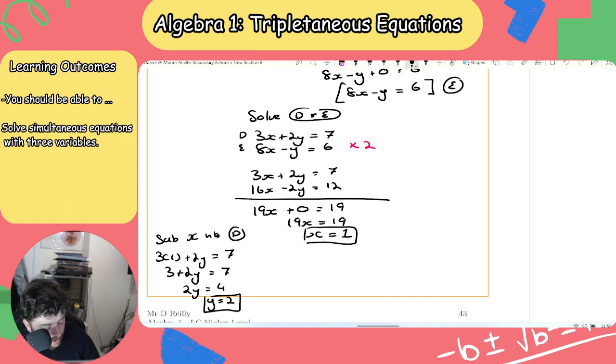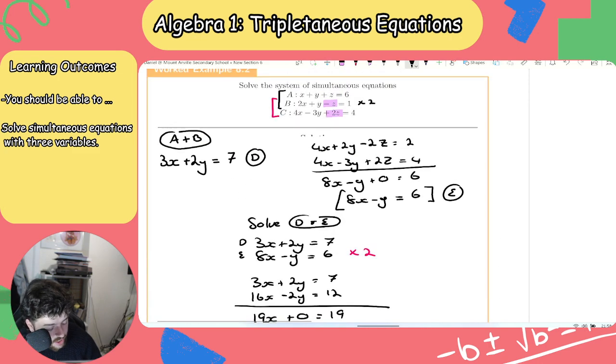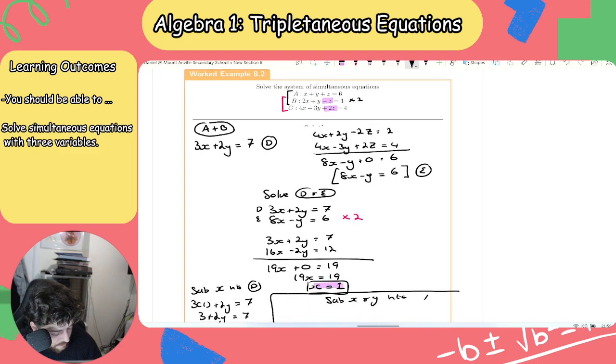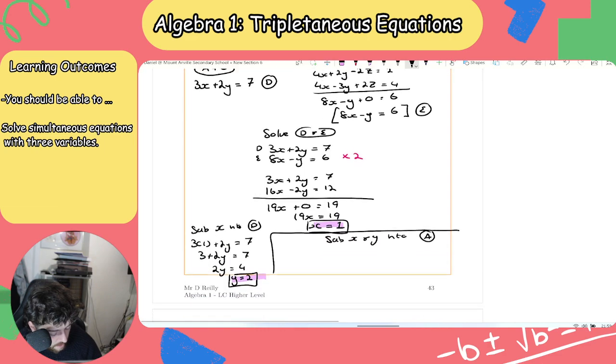Right? And then finally, I now have x and I now have y. So I'm going to sub x and y into one of my original equations. I'm going to sub it into my first equation, A. Right? So I'm just going to sub it in.